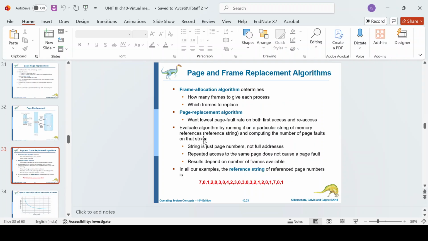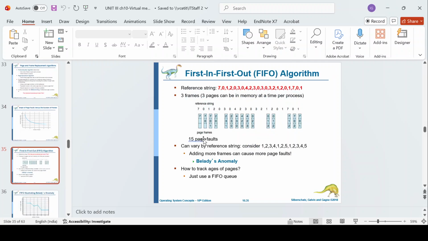For finding a victim, we have different page replacement algorithms. The first one is the first in first out algorithm. In first in first out, we select the page which entered first when there is a page replacement.